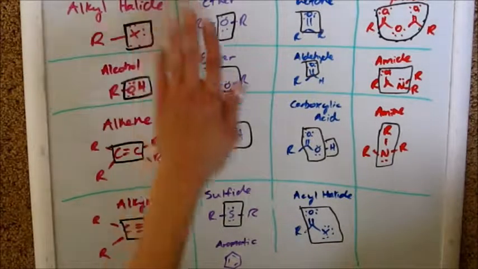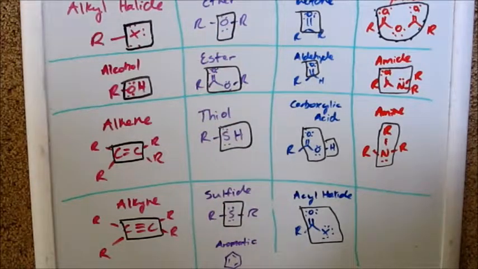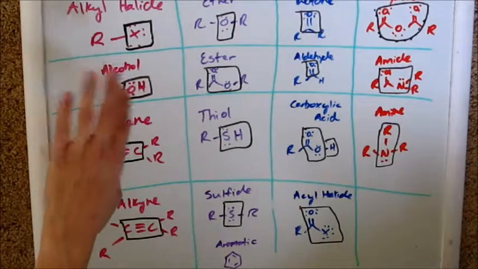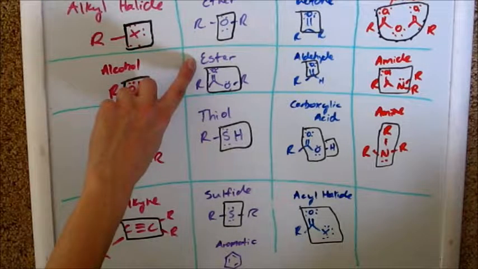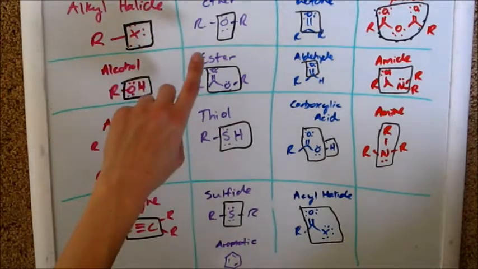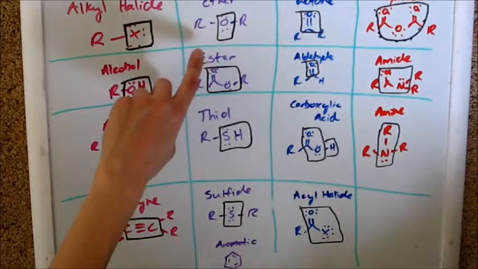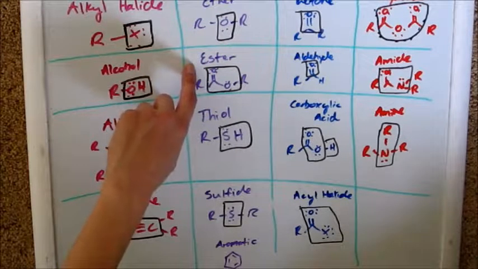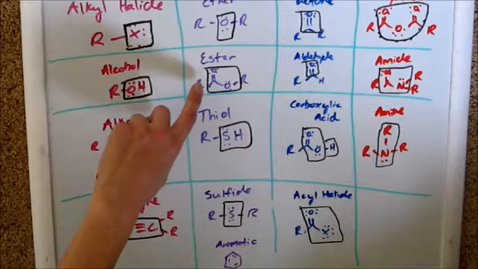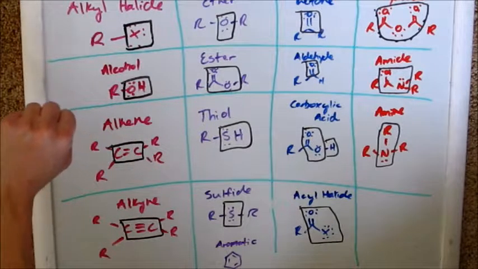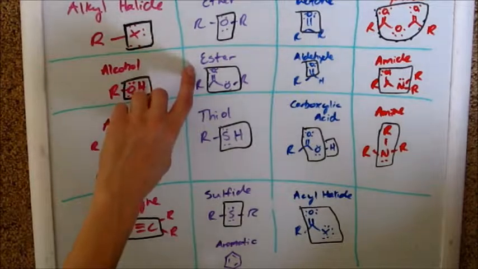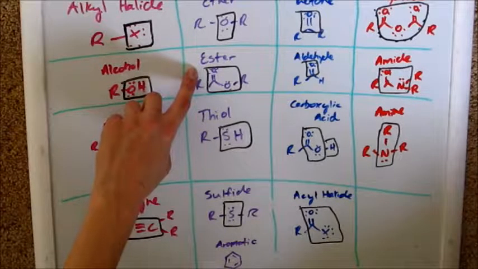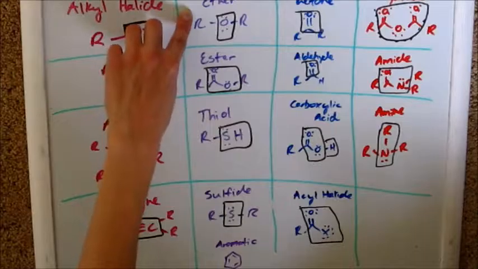So next we're going to focus on this purple column right here. The first two kind of also go together. We have an ether and we have an ester. For the ether molecule, you can see we only have one oxygen. But for the ester molecule, we have a double bonded oxygen and a single oxygen. So I like to think that the ester has 2 oxygens, while the ether only has 1 oxygen.